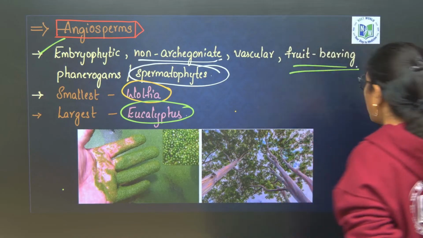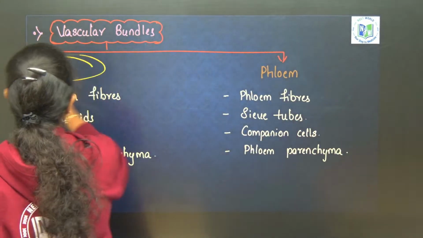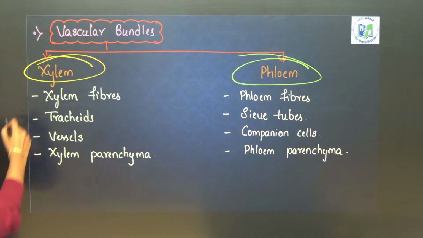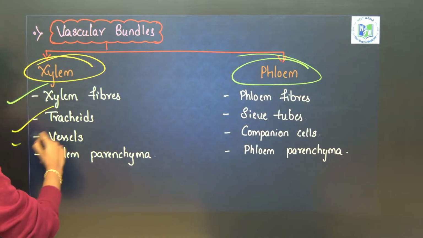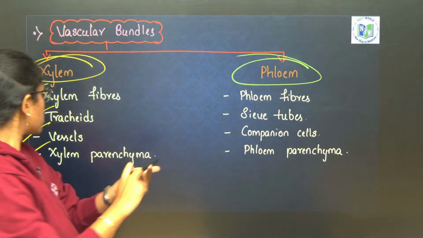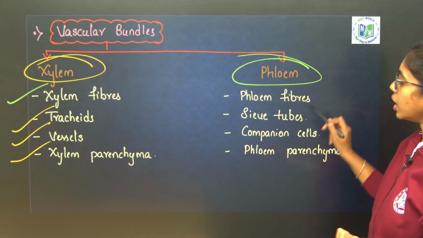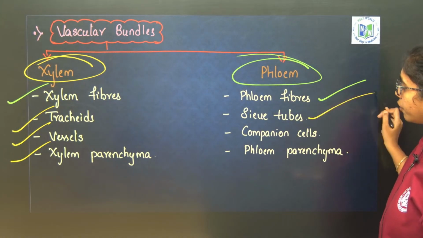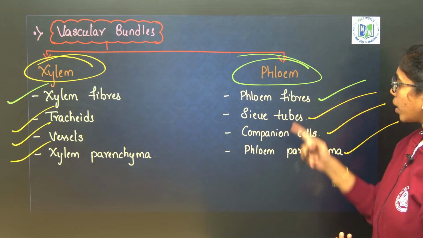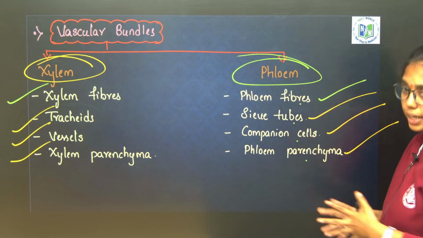And here, vascular bundles: xylem and phloem. Xylem includes 4 tissues. What are they? Xylem fibers, tracheids, vessels and xylem parenchyma. And phloem: phloem fibers, sieve tubes, companion cells and phloem parenchyma. Till here everything is clear, no?